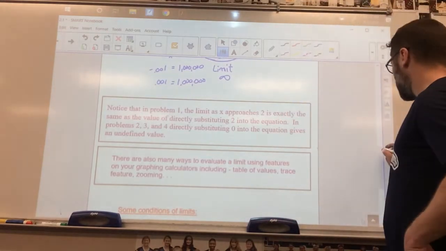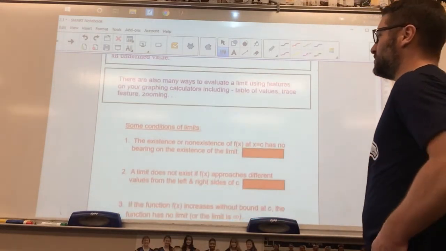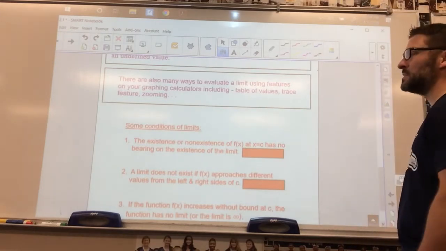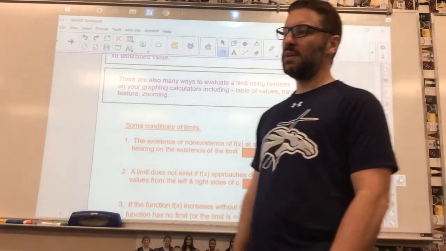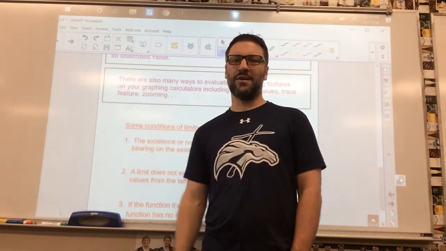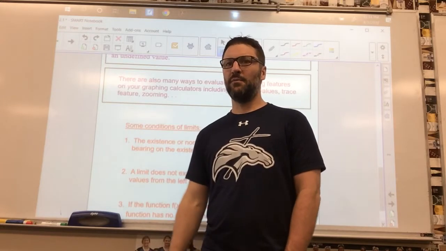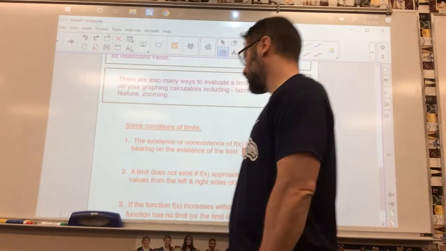There are many ways to evaluate a limit using features on your graphing calculators, including a table of values, the trace feature, and zooming. We will do all of these. We are going to use our graphing calculators. We are going to use the tables. We'll look at the tables to help us come up with the answers and go from there.